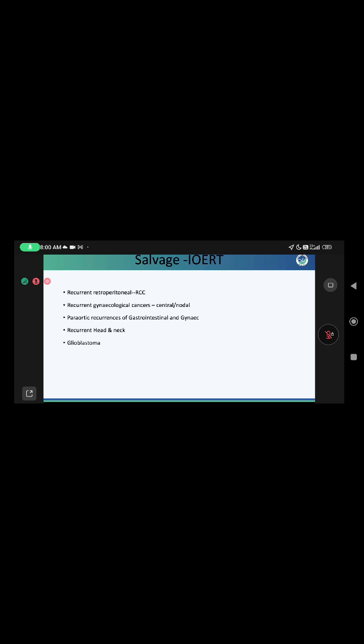Re-irradiation really becomes a challenge with external radiation alone, where we will not be able to escalate the doses to the curative dosage. So IOERT comes as a better aid in this situation, and it has even been tried in glioblastomas, where we have very poor local control rates and very poor survival rates. They have been trying IOERT in phase 2 trials in glioblastomas also.